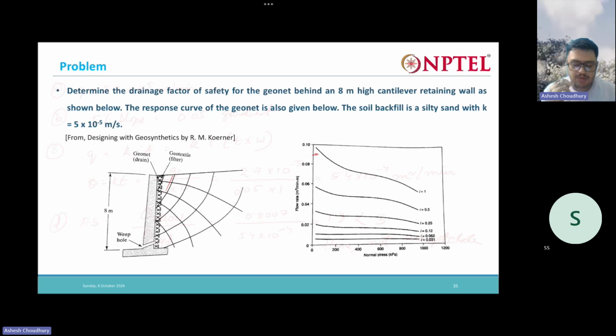So now again a similar problem. Here again we are using a geonet. In this case, instead of geotextile, we are using a geonet for the drainage of water, to drain water out from behind the retaining wall.